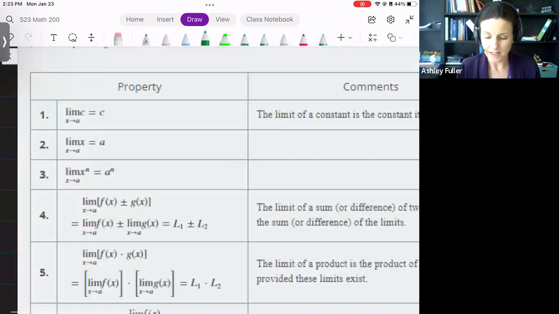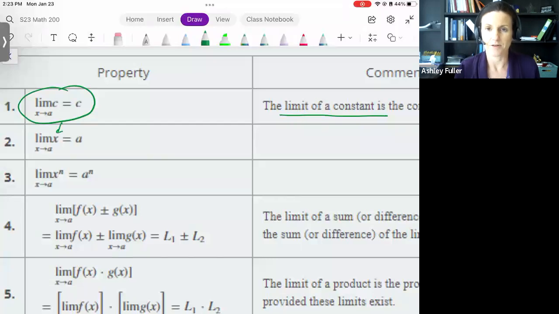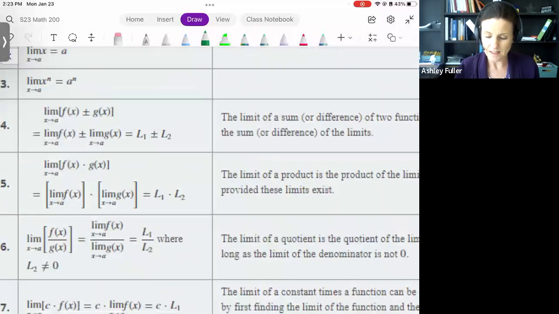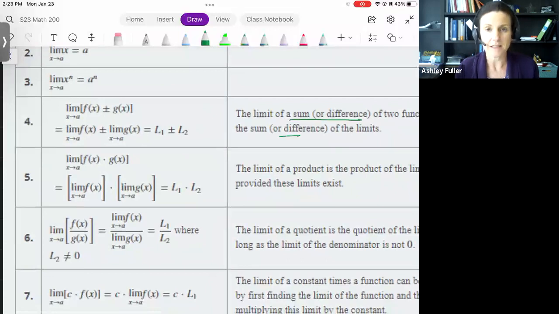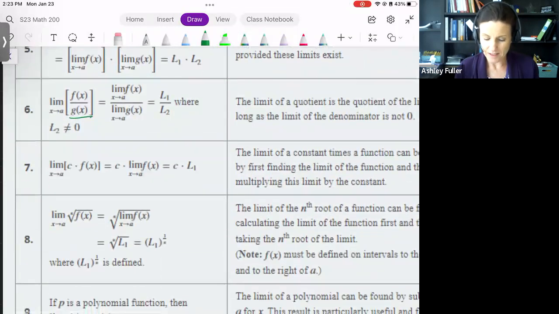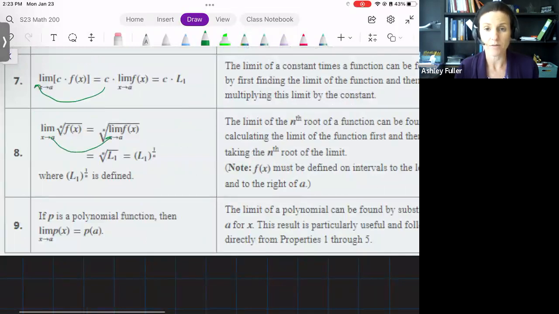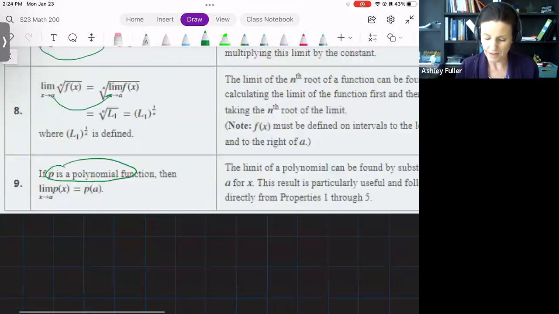For example, if we're trying to determine the limit of some constant, notice the x value doesn't affect it, so the limit is just the constant itself. Likewise, if we're trying to find the limit of x as it approaches a, it's always going to be a. And then you can see here that we can add or subtract limits, we can multiply limits, we can divide limits, and then you'll see here we can multiply by a constant and bring that out. We can move the limit inside a square root, and if it's a polynomial, we can simply evaluate that polynomial. You don't need to memorize all of these particular properties, but you do need to be able to apply them.